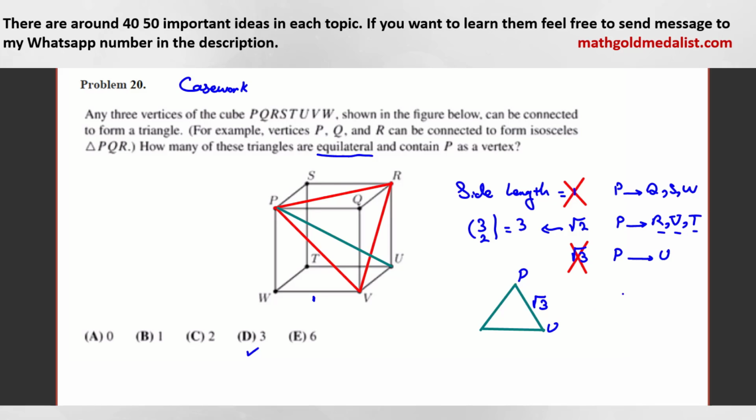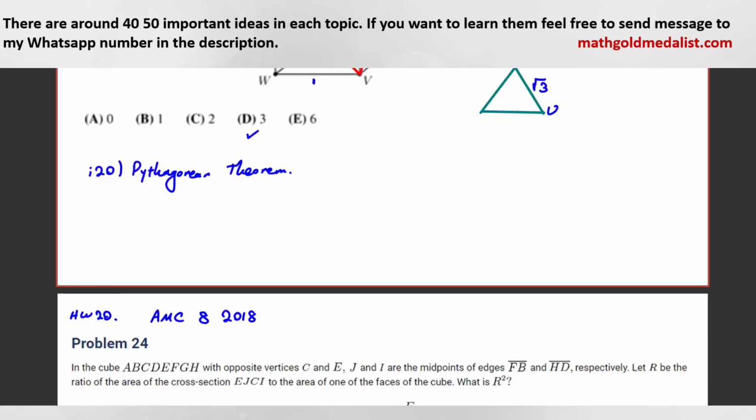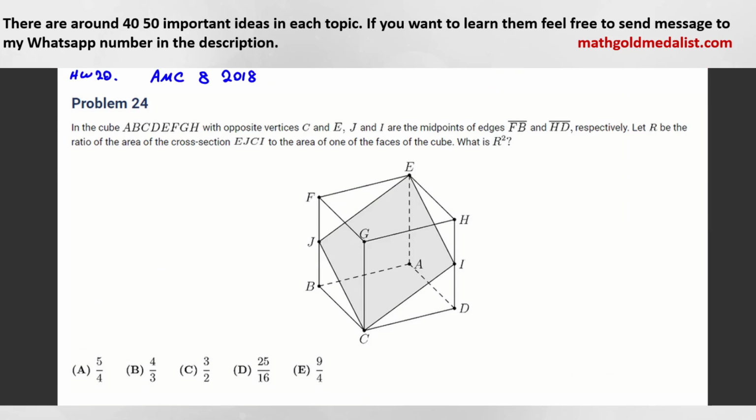Pythagorean theorem, something like that. If I want to tell you a similar problem, we had one problem in AMC 8, let me tell you. Okay, here we can say the idea of problem 20 is the Pythagorean theorem that we applied here for finding lengths, and as homework, you can solve this problem, AMC 8 2018. Again, for this one, you should use a similar thing.